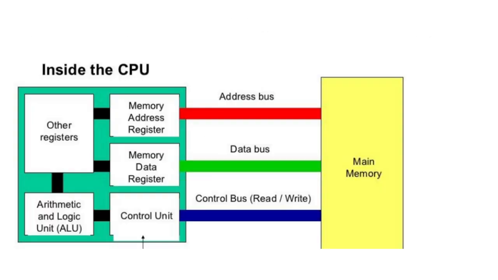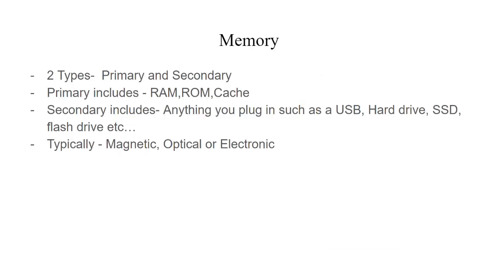Inside the CPU, this is another way to put it. ALU, arithmetical logical unit. Other registers: MAR, MDR, CU, address bus, data bus, control bus. Main memory is basically RAM, random access memory.